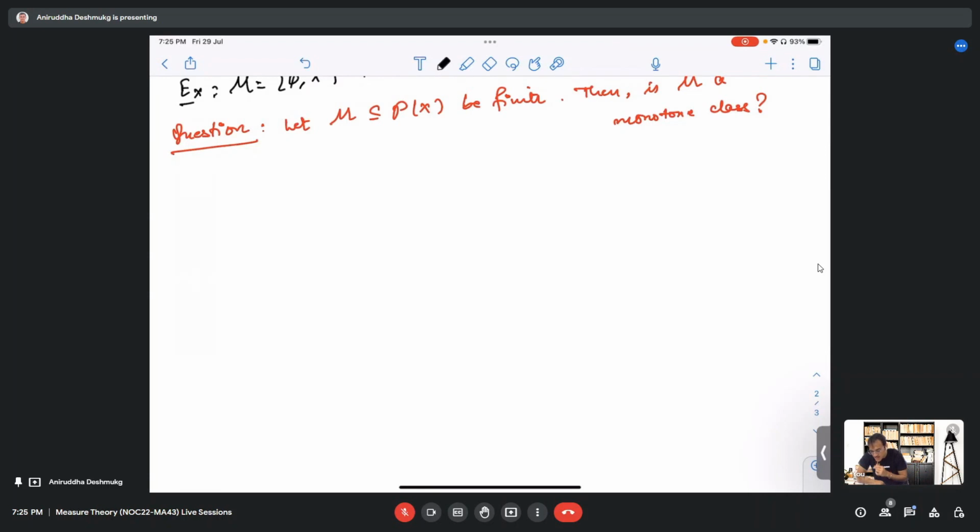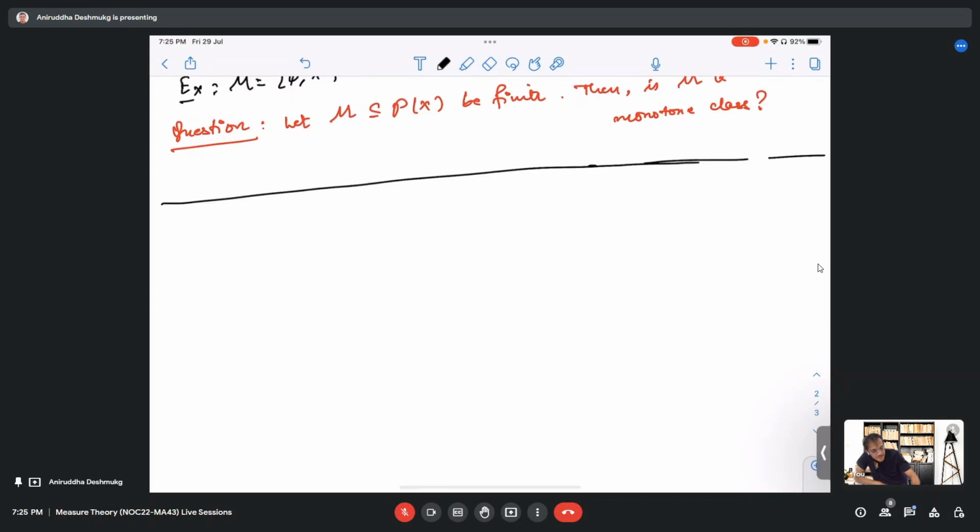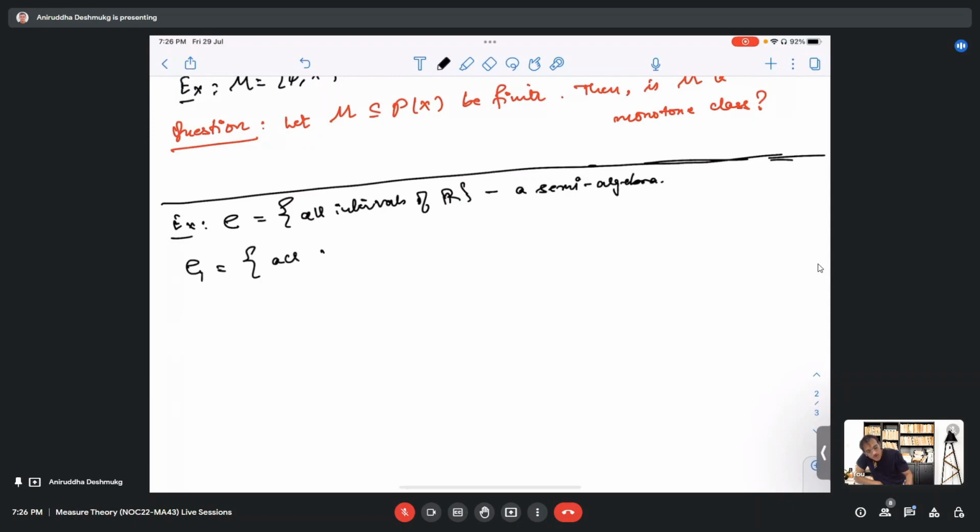Okay, maybe not. So let me give some exercises. We can solve it together. So see, we have already seen that this C, if I collect all intervals, is a semi-algebra. What if I correct this set? C1 is the set of all open intervals. Is this a semi-algebra? Somebody unmute and please share your thoughts.